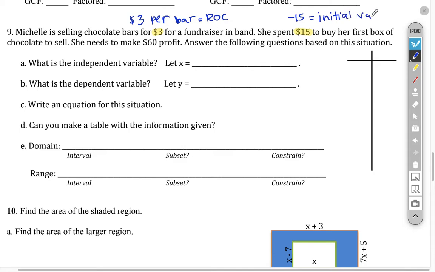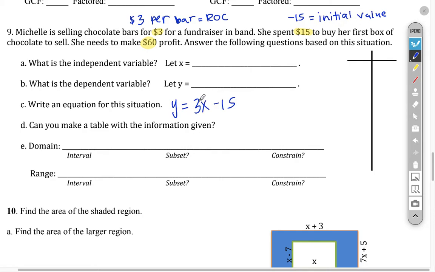She's initially in debt, but she wants to make a profit of $60. Right? She doesn't want to make any more, doesn't want to make any less. She wants to make $60. So now let's fill out what we've got. We can start by making our equation, right? I know it's kind of all over the place, but it helps me gather our x and y variables. So we're going to be 3x minus 15, right? 3x is going to be 3 times the amount of bars minus 15 of her initial value.